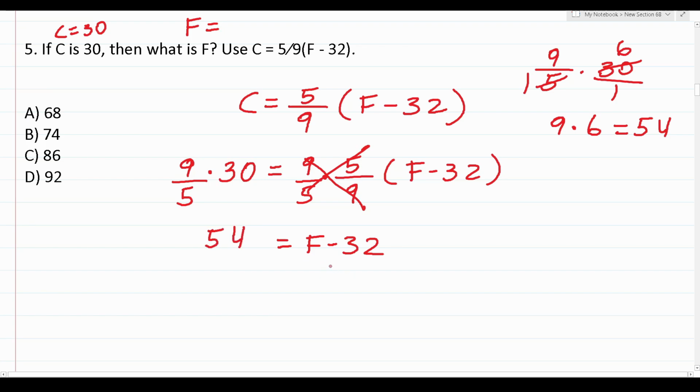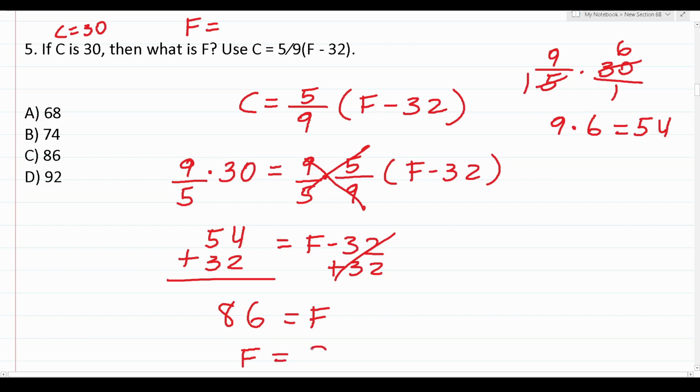Again, now we're just solving for F, so we're going to add 32 to both sides now. This crosses out here, leaving you with just F on this side. We have 4 plus 2, which is 6, 5 plus 3, which is 8. So F is 86, which is answer choice C. In other words, if it's 30 degrees Celsius outside, that's the equivalent of being 86 degrees Fahrenheit. All right, so that's that one.